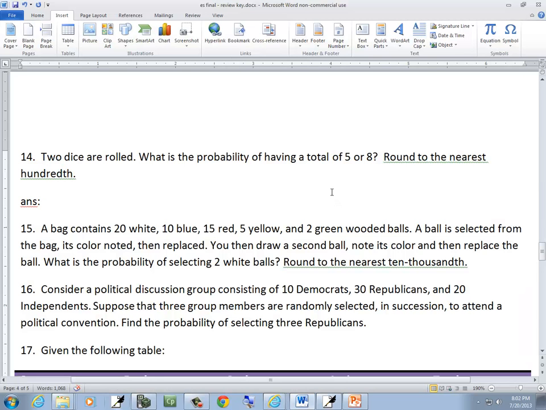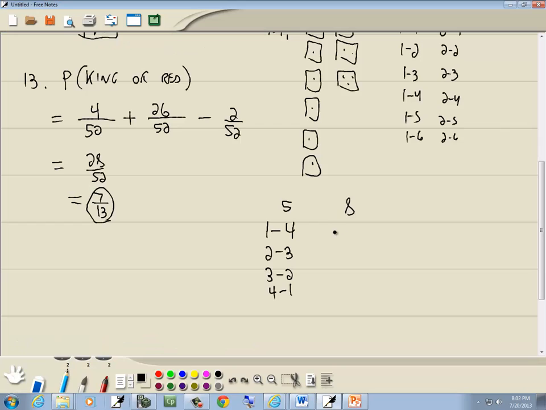Okay. Then 8. Let's see, there's 1 and, well, no, it's not 1 and 7. 7 can't be in there. 2 and 6. 3 and 5. 4 and 4. We can also have 5 and 3 and 6 and 2. Assuming I'm not missing any.